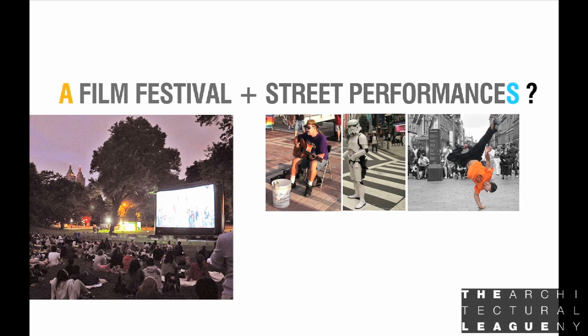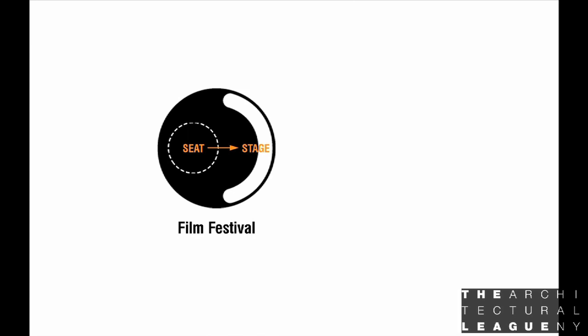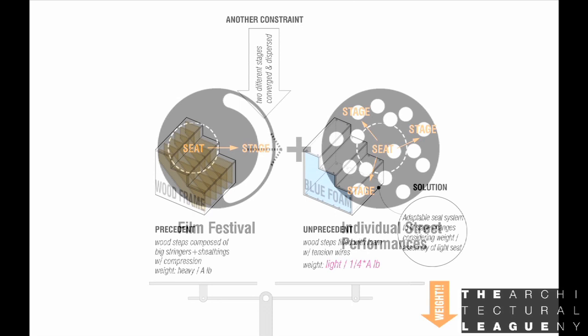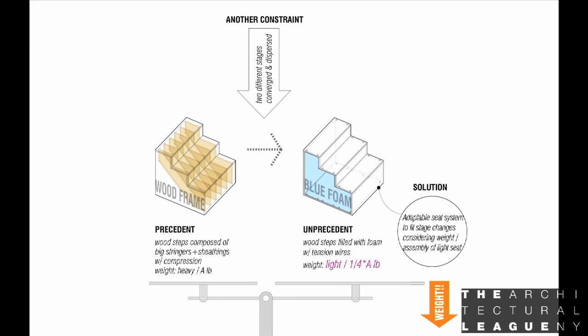The diagram shows the relationship between stage and seat in the case of film festival events. And this diagram shows the relationship between seat and multiple stages in the case of individual stage performance. It really tells mainly about the orientations, one to one or one to multiple. So we proposed movable seating units to accommodate these two distinctive conditions. The weight of the unit was a very important key to developing this design. In order to reduce weight, we proposed steps filled with blue foam with tension wires instead of typical construction of wood steps.